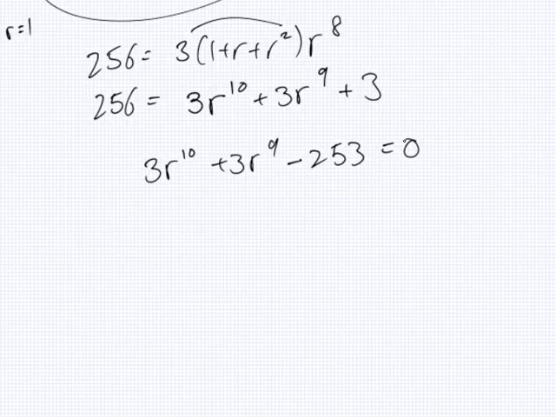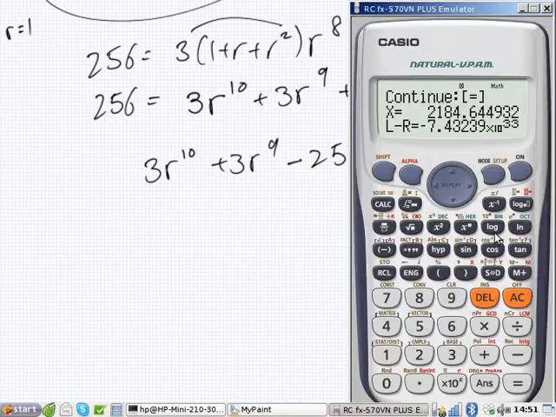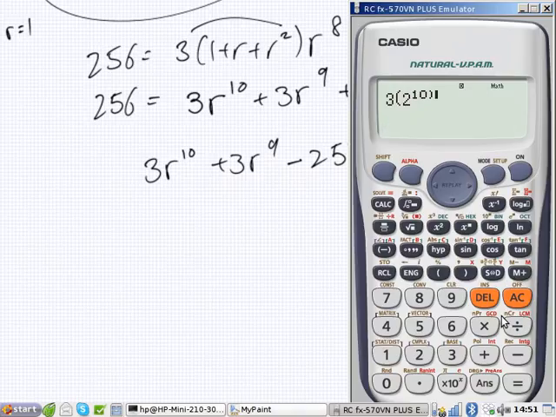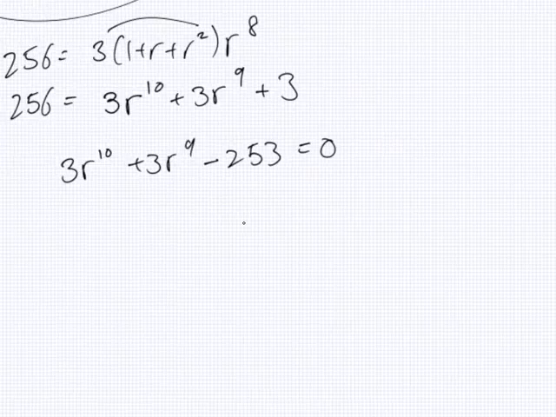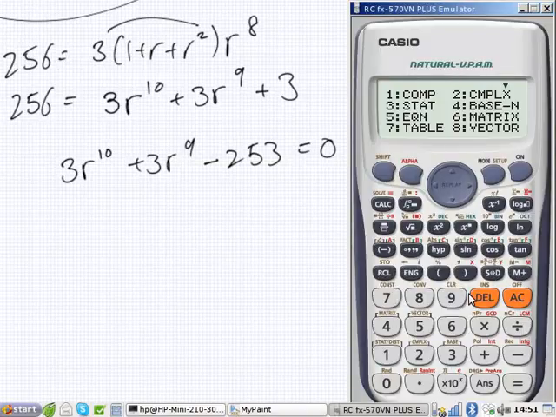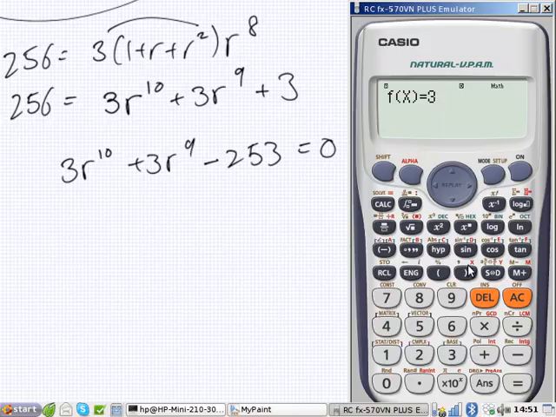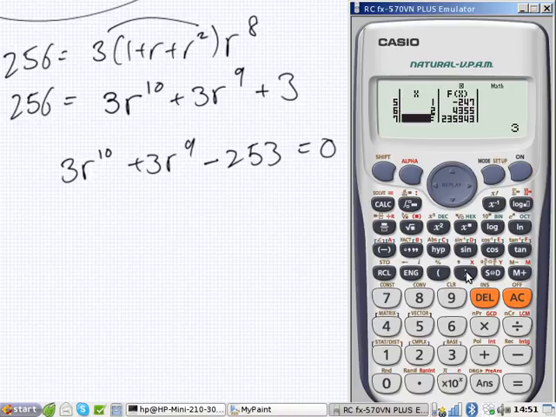But if you think about your cubics, what did you try to do with cubics? You tried to guess one and then solve it. So what about if we try the number 2? Would 2 work? Could we try 2? Yeah. 2 doesn't work? Ah, but I know what I'll do. I'll make my table. Then I can see which one it is. Mode table: 3 to the x power 10 plus 3 to the x power 9 minus 253. Start at minus 3, go to 3, step in 1, calculate. Any of these 0? No.